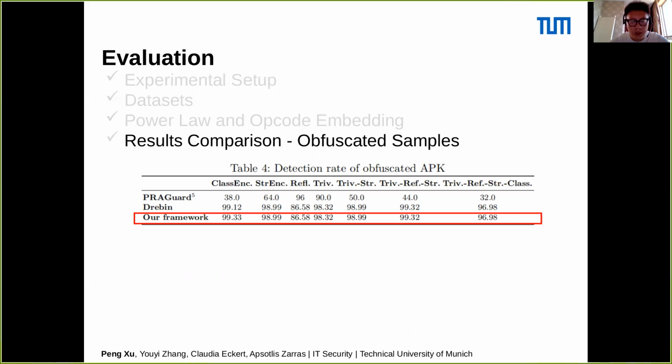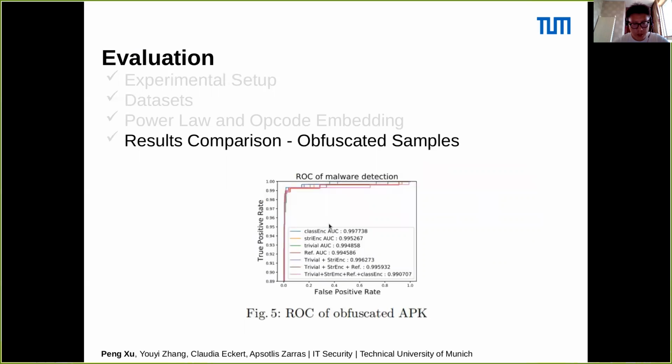Going back to recall our second motivation, we also evaluate our framework and the influence of obfuscated samples. Here, our framework also works very well compared to ProGuard and Dexguard for different classifications. From figure 5, we also see how different obfuscation technologies influence our framework. We can see here, especially for class encryption and string encryption, we get very stable results.